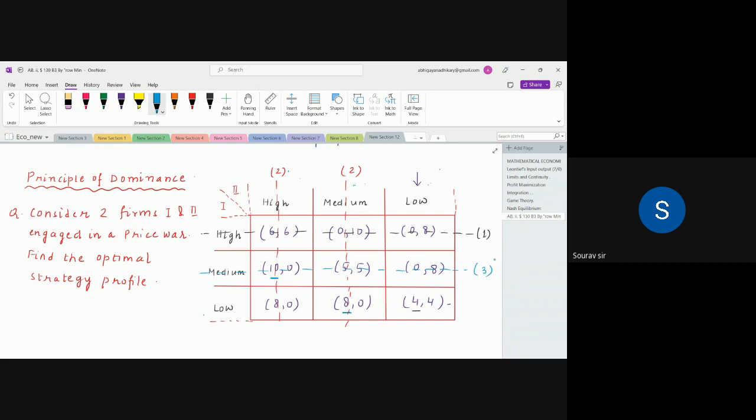So what is left? Low and low. This is the optimal. Now you can cross check once. You fix the strategy of player 2 to be low and found the optimal of player 1 as low. If you do the other way around, if you fix the strategy of player 1 to be low, then what will player 2's response be? Given everything is cancelled out, he'll play low only. So this is the optimal.